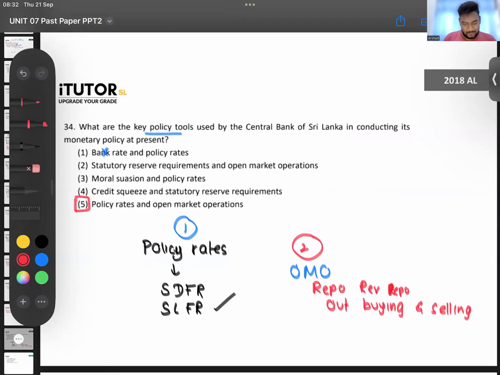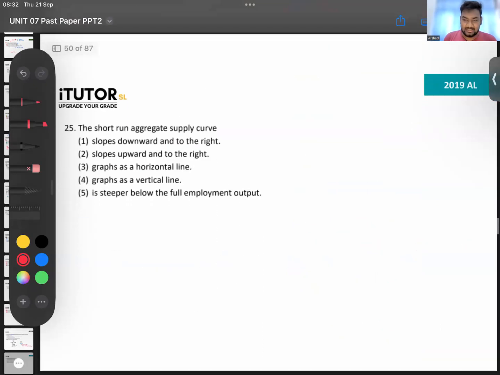Good. Then shall we take a small break and come to 2019? We'll take a break for 8 minutes to walk around and come back. Okay, we'll start at 8:40.